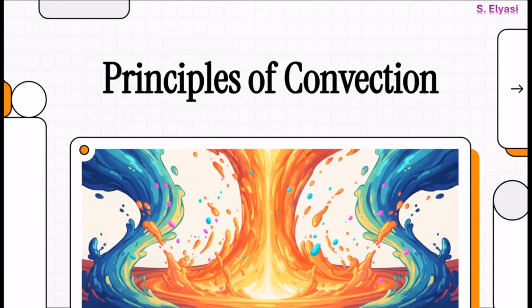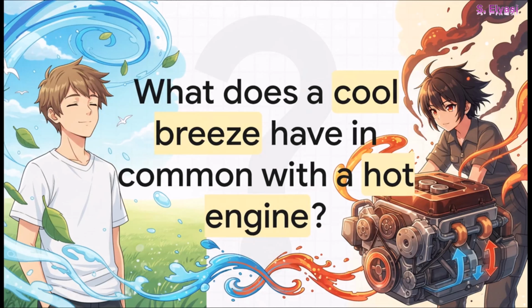Let's talk about convection. And I know that might sound like something straight out of a physics textbook, but stick with me, because this is actually a story about the hidden drama of how fluids flow all around us every single day. All right, let's start with a little riddle. What could a nice, cool breeze possibly have in common with the inside of a scorching, hot car engine? I mean, think about it. One is this wonderful, gentle feeling, and the other is basically a controlled explosion keeping metal from melting. They seem like total opposites, don't they?